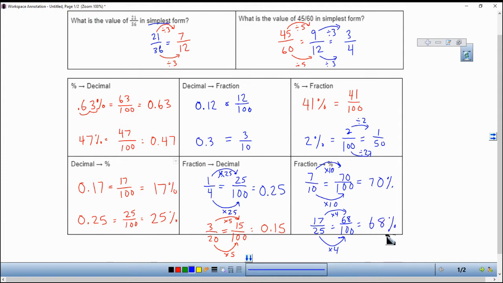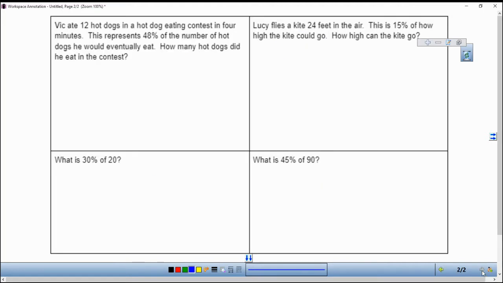Okay, so we've just done some conversion, and now we are going to look at percent problems, and that's using our old friend, our dear friend, the percent proportion. Here we go. 98% of percent problems in 6th grade can be solved using percent proportion, which is part over whole equals percent over 100. And we're going to use that a few times to help us solve some percent problems.